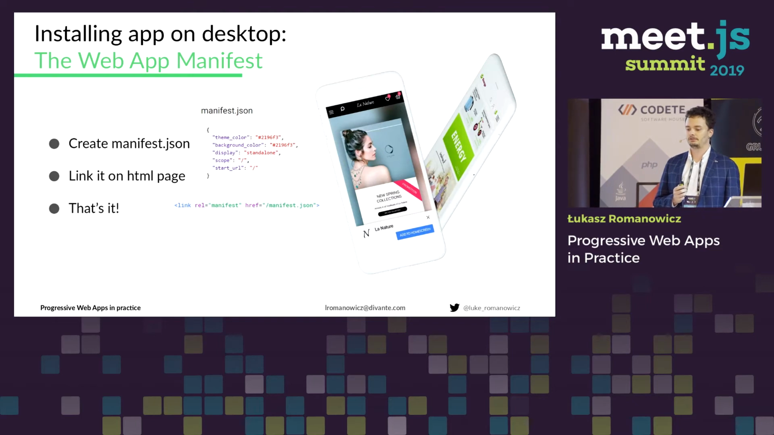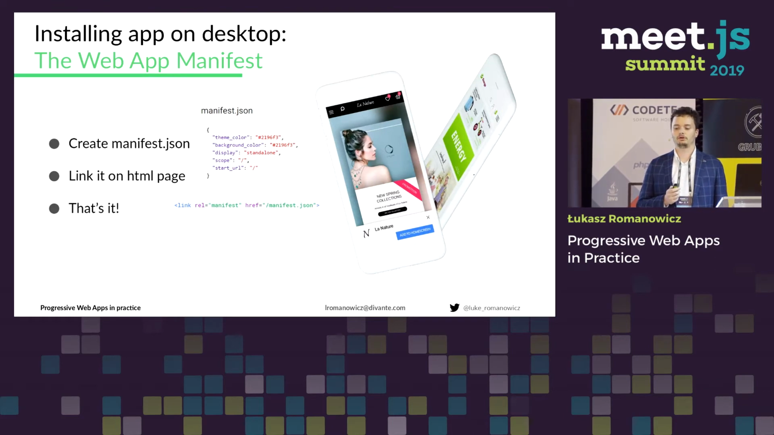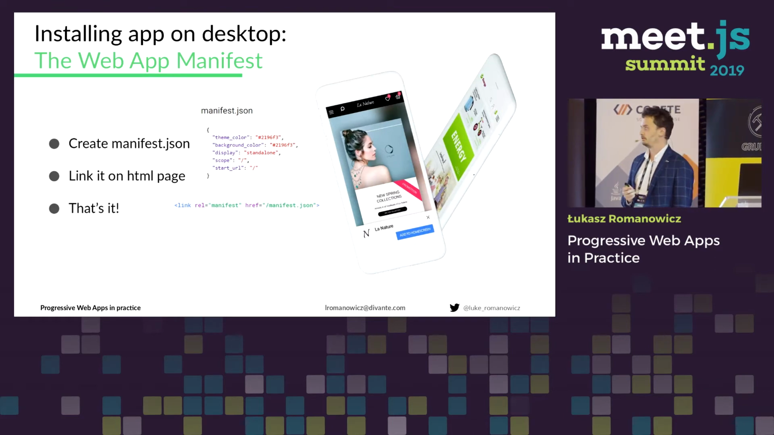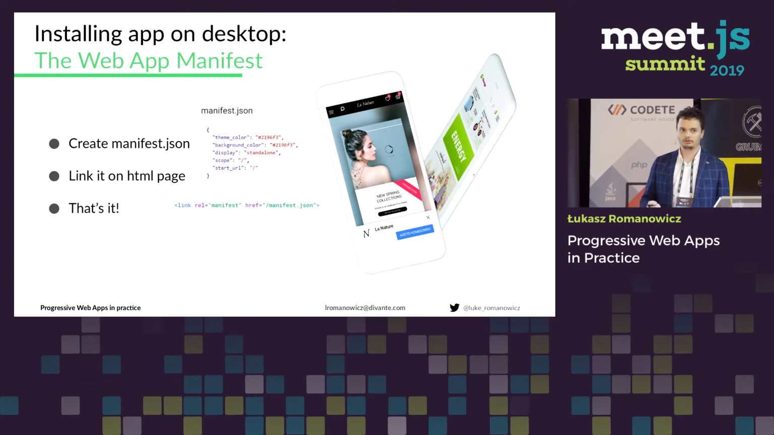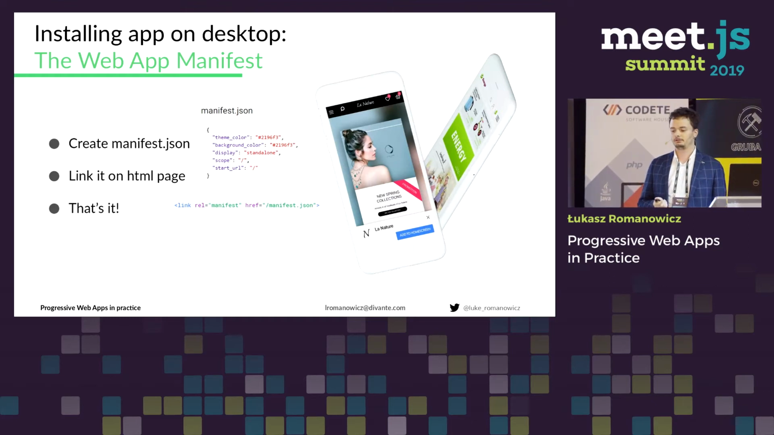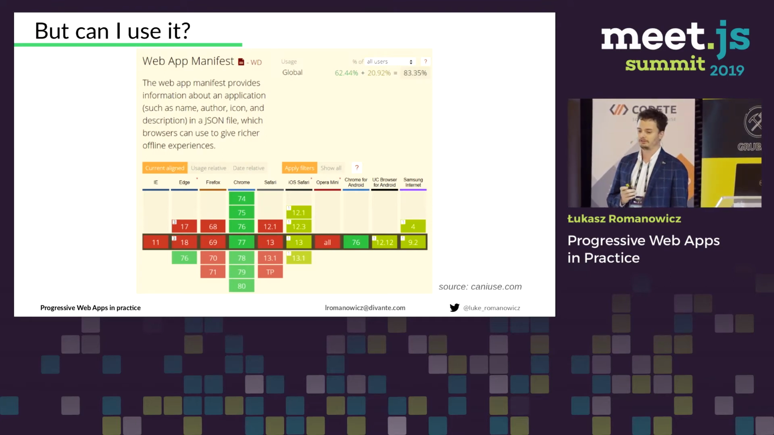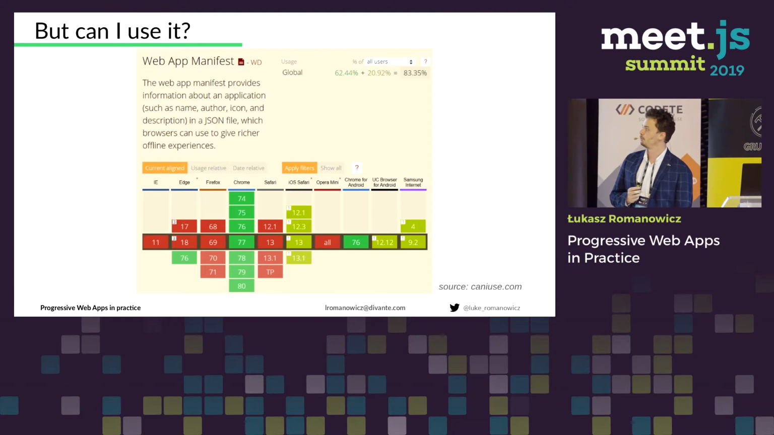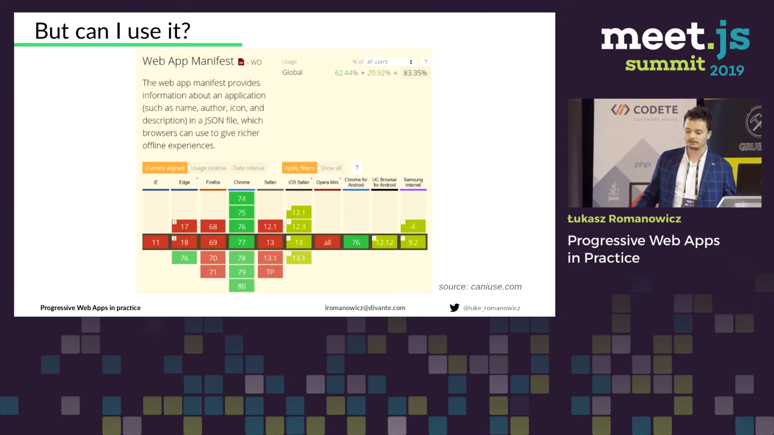And it's super simple to create. You actually need like 6 lines of code. So you create a manifest, you add a link to your HTML page, and you're good to go. So can we use it? Let's find out. Internet Explorer, nope. Edge, nope. Firefox, nope. And all the Safaris as well, nope.